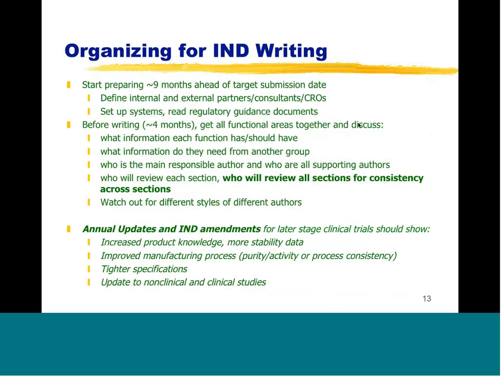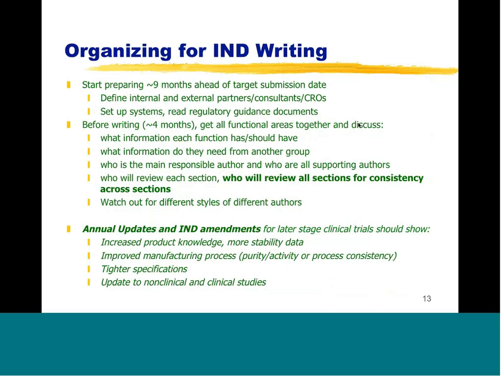So in terms of timing, think about it by going backwards from when you think you're going to file. Ideally, you want to allow yourself about 9 months to start preparing, and that means you have defined who is going to start working with you, be it consultants or partners or CROs.